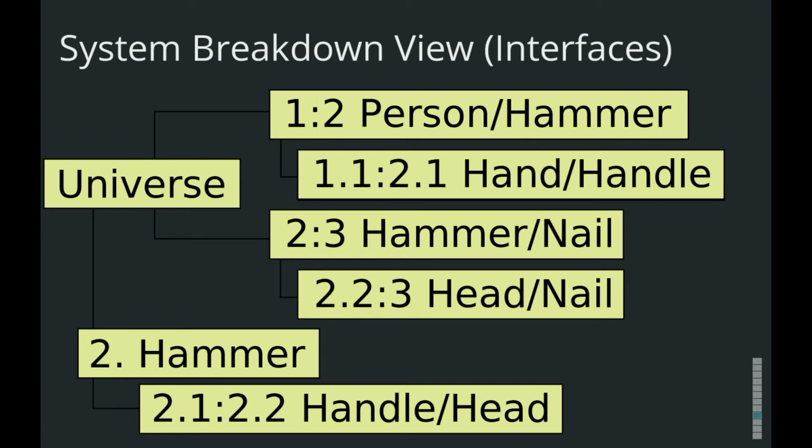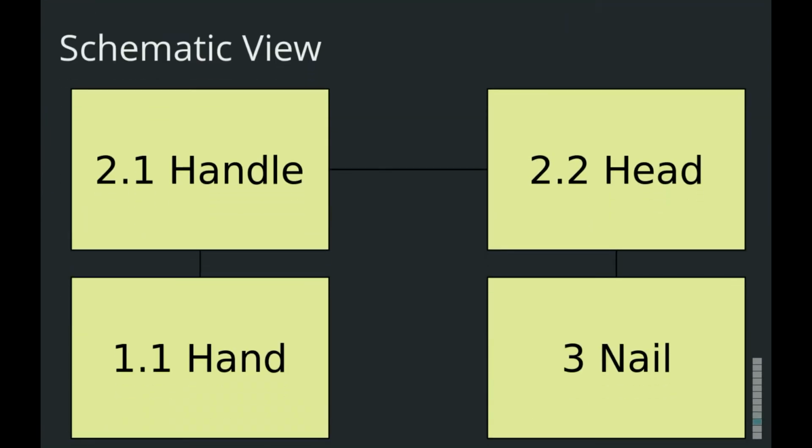At the physical context view level, we had a schematic that had a person, a hammer, and a nail. At this level, we've broken things down a little bit more, but schematic view is still useful. We can see a handle, a head, a nail, and a hand. The hand is connected to the handle, and the handle is connected to the head, and the head is connected to a nail. And we know what those interfaces are without even having to write their names. The interfaces are called hand-handle, handle-head, and head-nail. Their numbers are 1.1 to 2.1, 2.1 to 2.2, and 2.2 to 3. We can find them in the system breakdown structure and the system breakdown view.